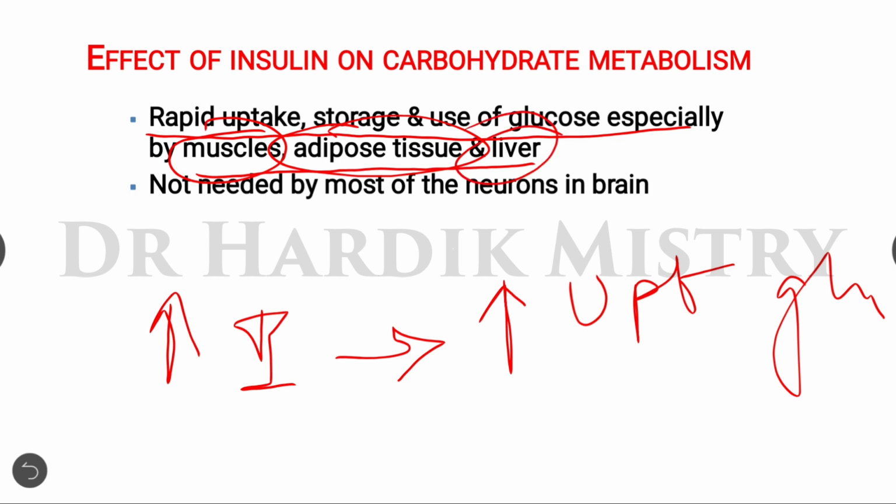This is not needed by most of the neurons in the brain. So insulin is not required for the transport of glucose inside the neuron. In other words, we can also say that the transport of glucose in the neurons is insulin independent.